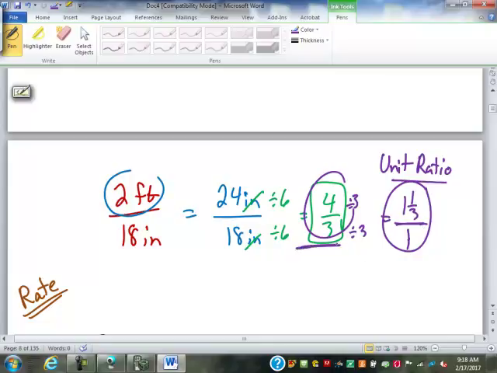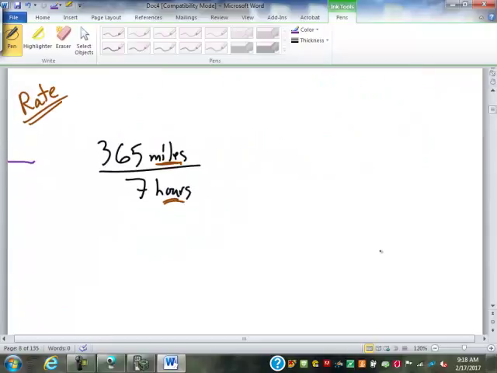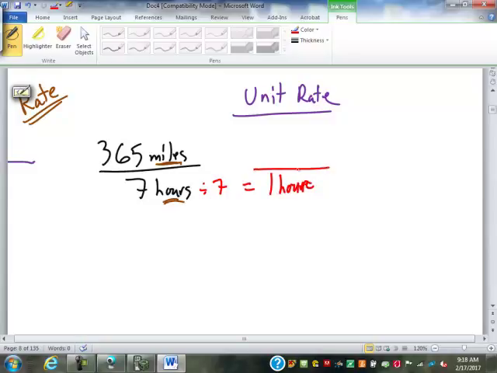Ratios, however, it's very, very common to leave them just like this. In a rate, we almost always convert it to a unit rate. So that means we're going to have to divide out the number on bottom, not necessarily the units, the labels. We divide 7. 7 hours divided by 7 is 1 hour. 365 miles divided by 7 is 52.142857143 approximately miles. What's that tell us? Well, if I rounded it to 52.14, that's saying in 1 hour I can go about 52.14 miles.